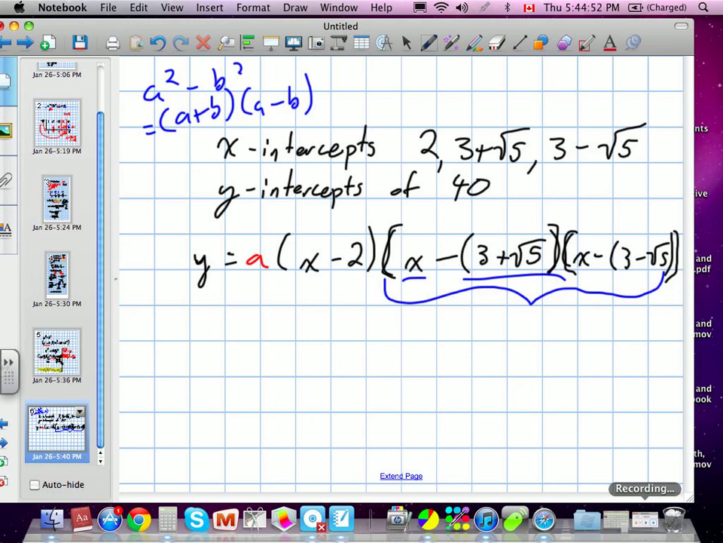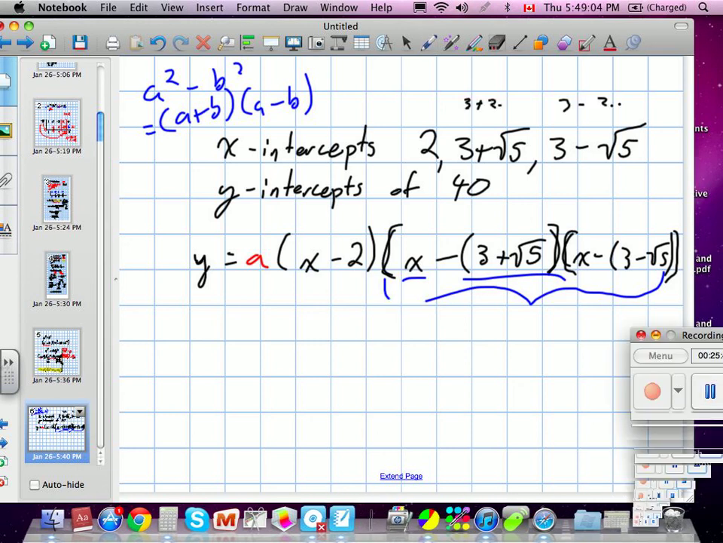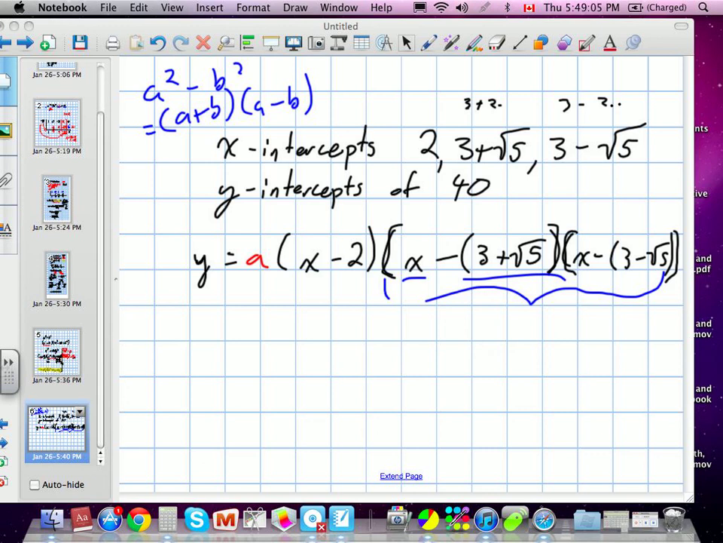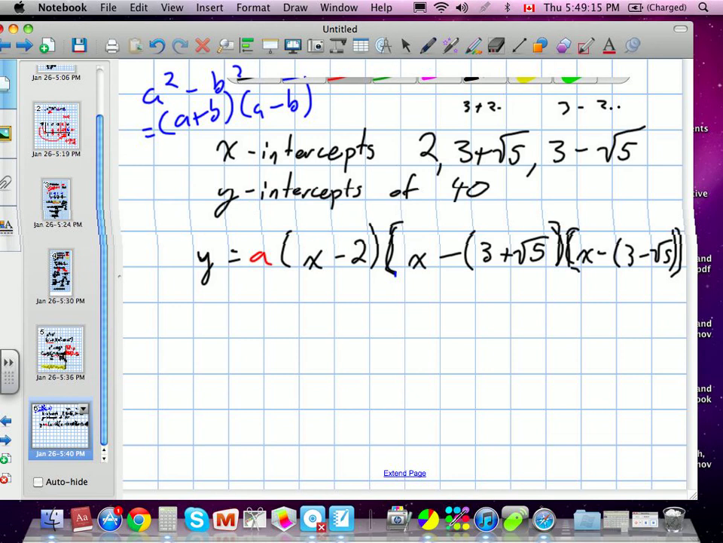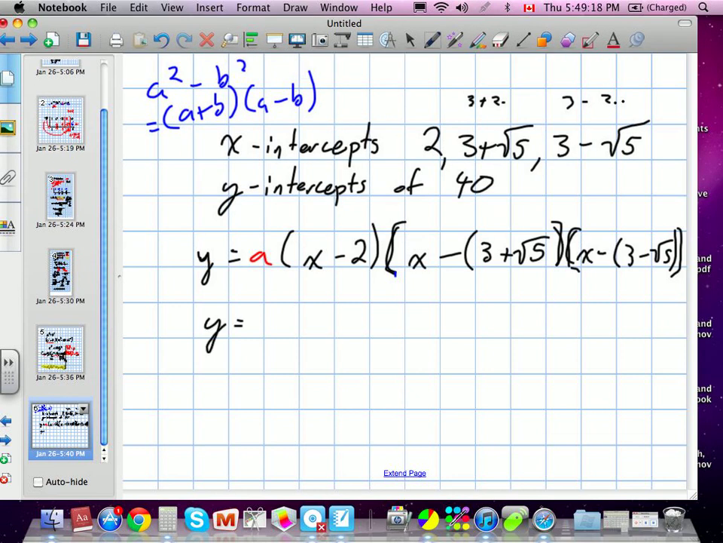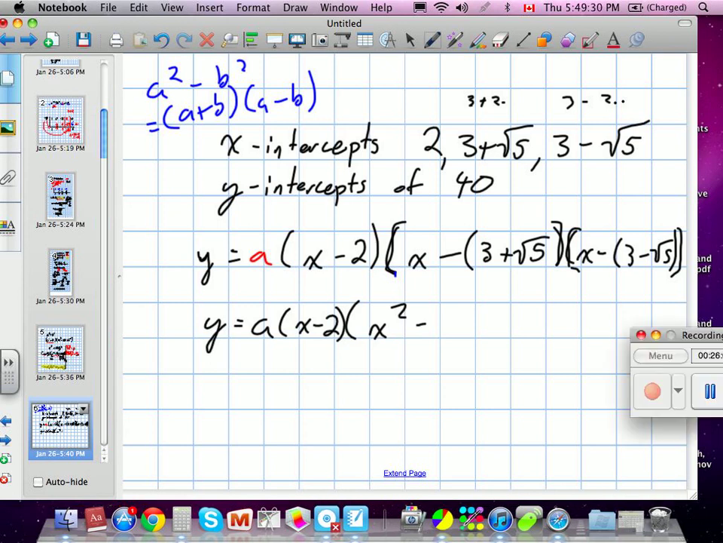Wait a second. Okay, so instead of our difference of squares like we were saying before, let's actually just FOIL this out. Okay? We'll leave the first term by itself. We're going to FOIL this out just so we are no longer working with any radicals here. So we still have an a value, x minus 2. When we FOIL this out, we get x squared, and then we get minus.